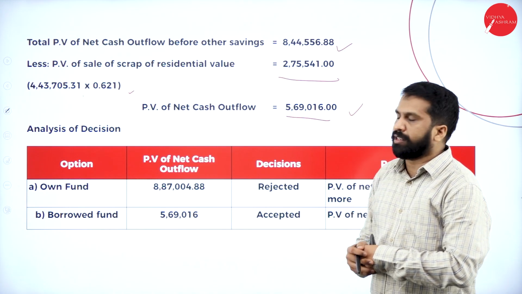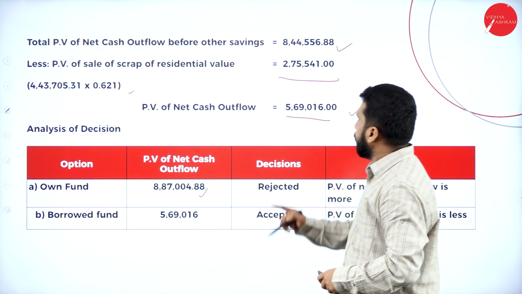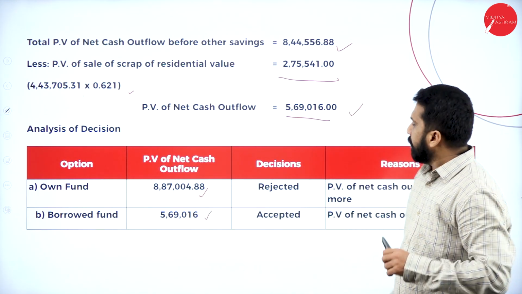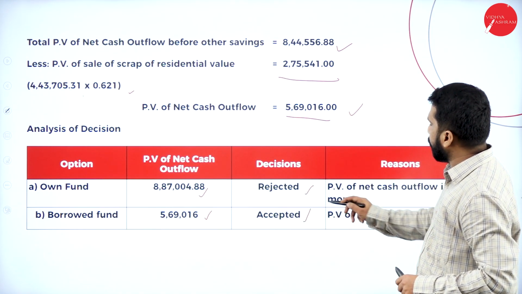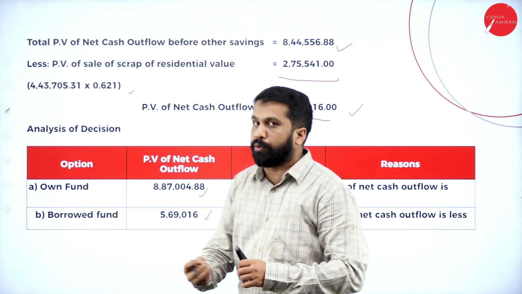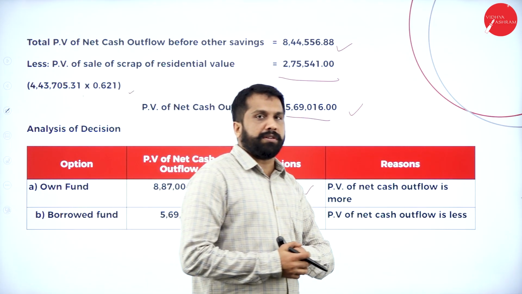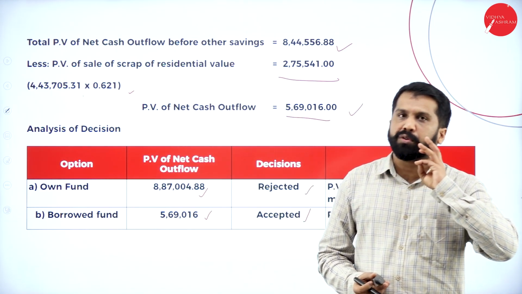Analysis of financial decision. In case of own fund, your outflow is this. In case of borrowed fund, your outflow is this. Own is rejected, borrowed is accepted, because the value of outflow is less. Hope you are clear. So what did you learn now? You learned own fund as well as borrowed fund.